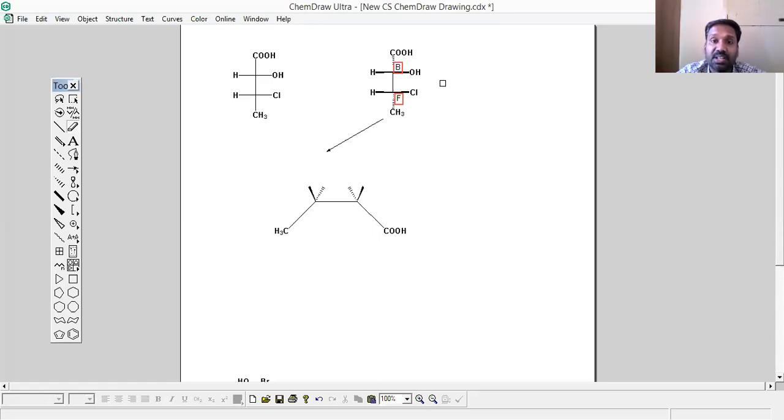which are the groups towards you? You are here. Which are the groups towards you? OH, Cl. Very good. OH and Cl. So OH and Cl have to be represented on wedge. Wedge. Very good. They have to be represented on solid wedge.